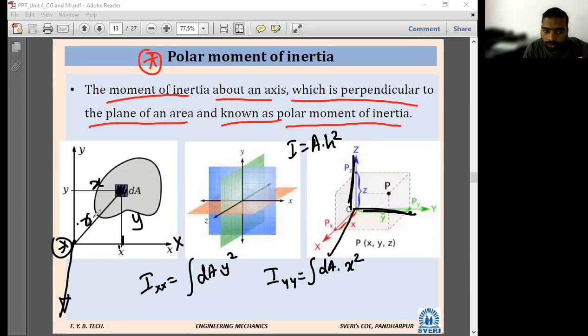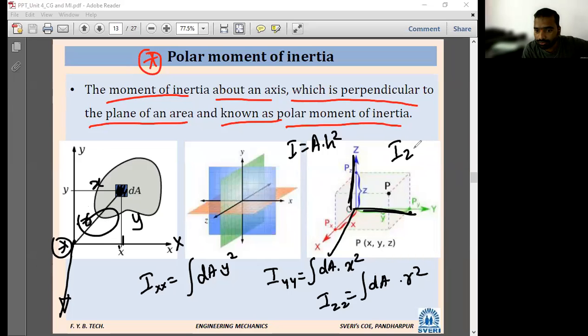Okay. So how to determine the polar moment of inertia? That is Izz is equal to integration of dA into r square. Okay, but r is not known. In that case, what you have to do is Izz is equal to Ixx plus Iyy. Okay, this one you have to do. Is it clear, everyone?